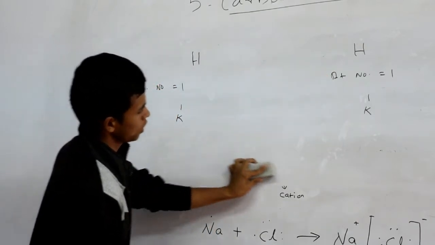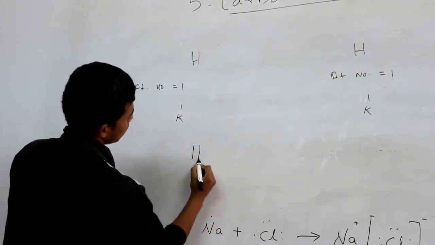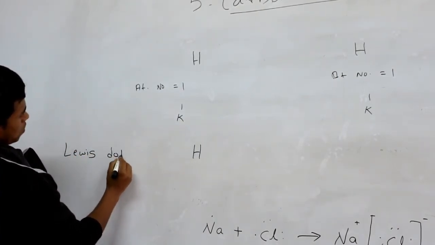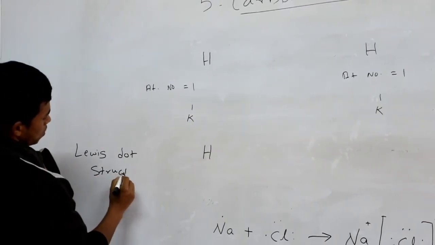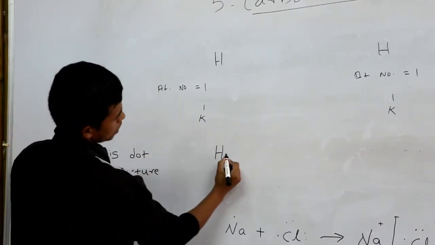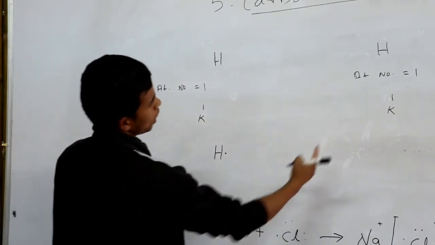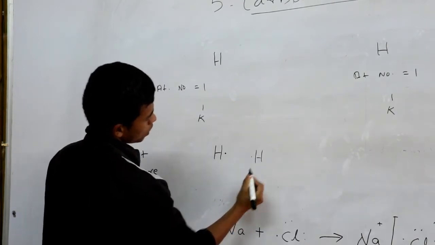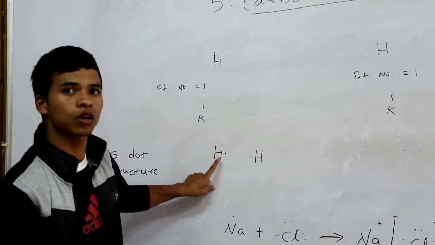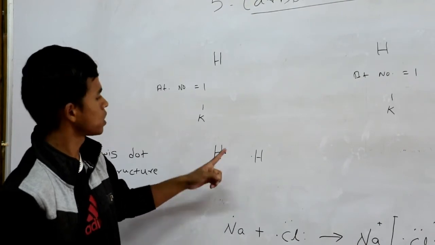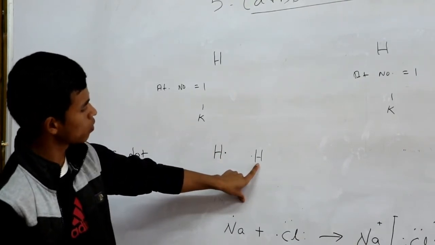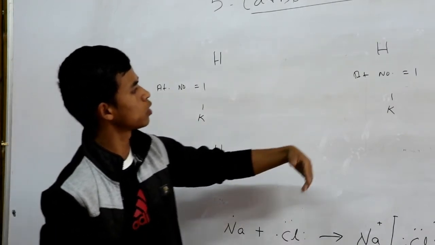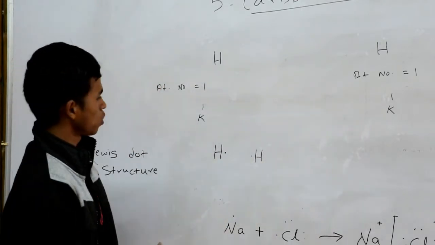So what do they do? If I represent it in the Lewis dot structure, this hydrogen atom has only one electron, and this one too has only one electron. So when they are close to each other, what do they do? This hydrogen atom wants one more electron to be stable. And this hydrogen atom also needs one electron to be stable so that the duplet structure is completed.